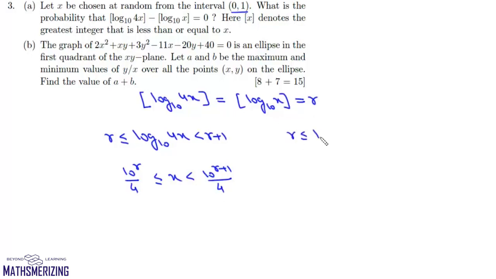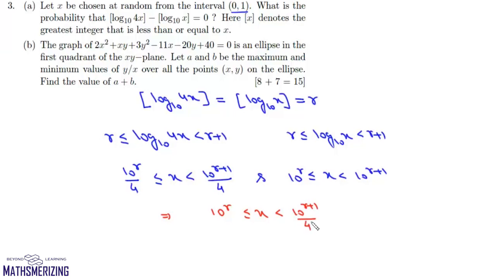Again, log x base 10 will lie between r and r plus 1. So x will be greater than or equal to 10 to the power r, but less than 10 to the power r plus 1. Now there is an 'and' condition between these two results. So if we take the intersection of both the conditions, we'll get x should be greater than or equal to 10 to the power r, but it should be less than 10 to the power r plus 1 by 4.